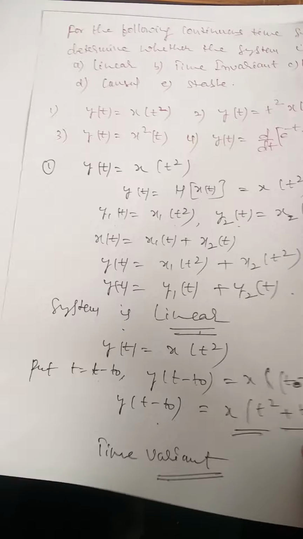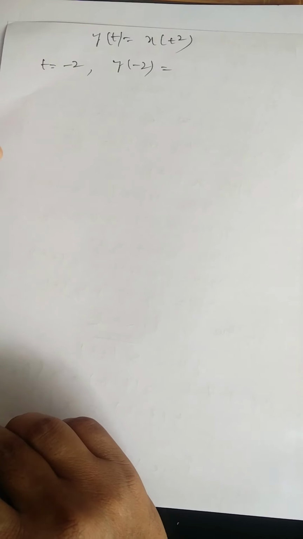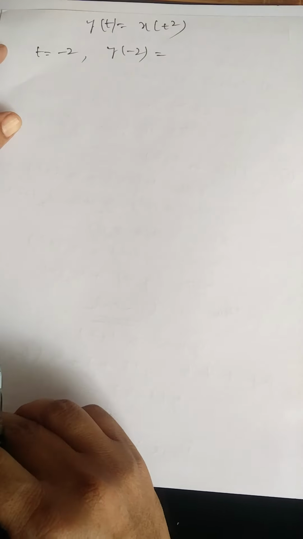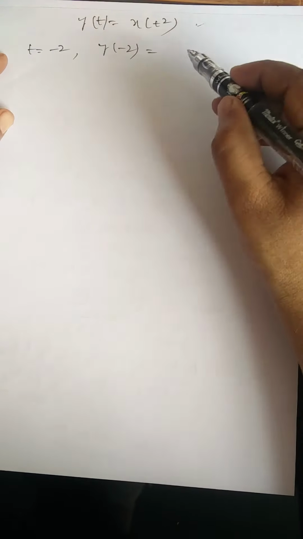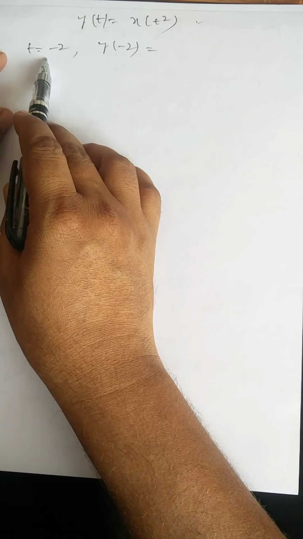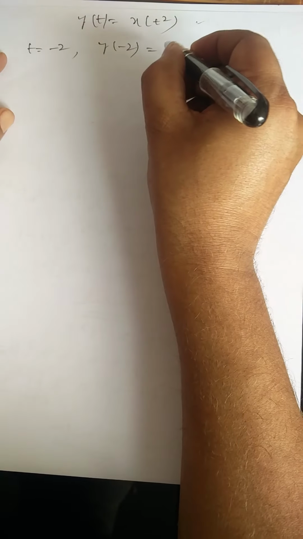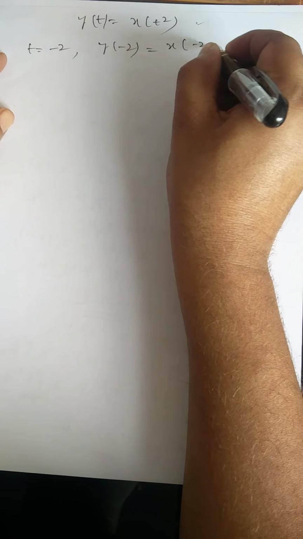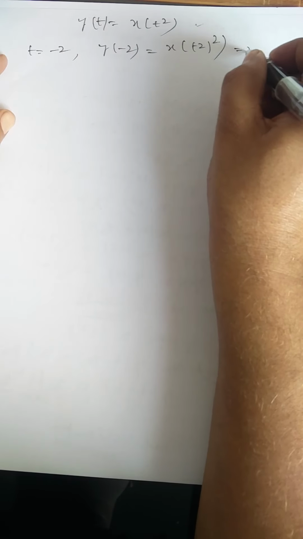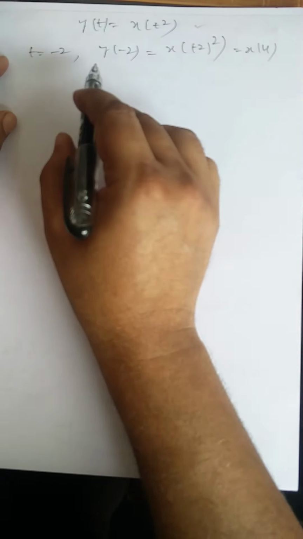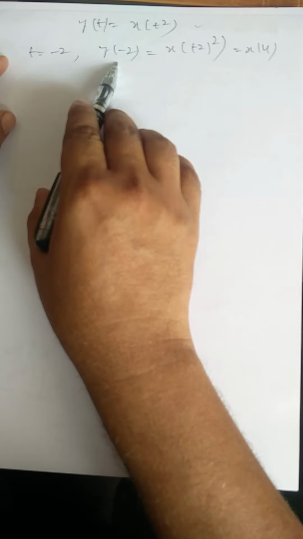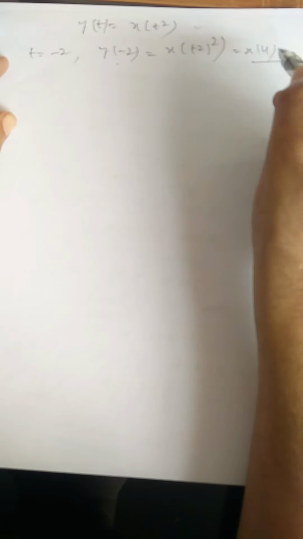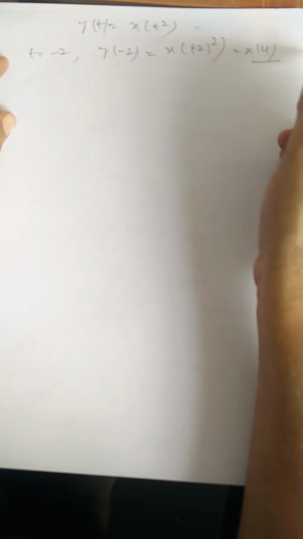Now let us check whether it is memory or memoryless. We have taken y of t is equal to x of t square. Suppose I take t is equal to minus 2, then y of minus 2 is equal to x of minus 2 whole square, that is nothing but x of 4. So you are observing output at t is equal to minus 2, but it requires input of x of 4, hence it is not memoryless.